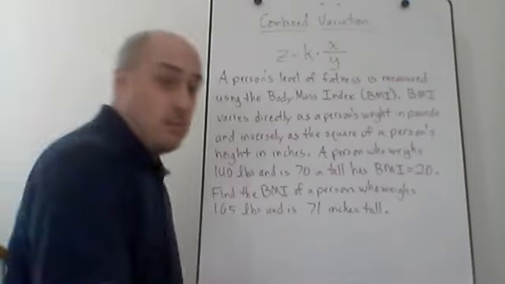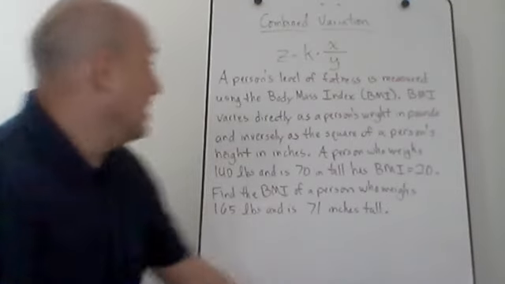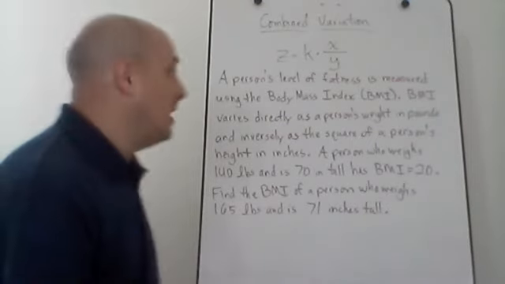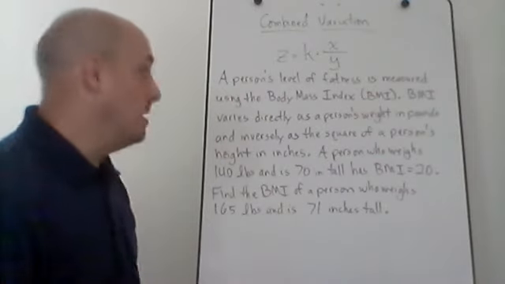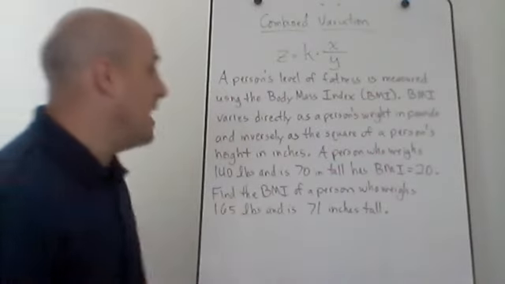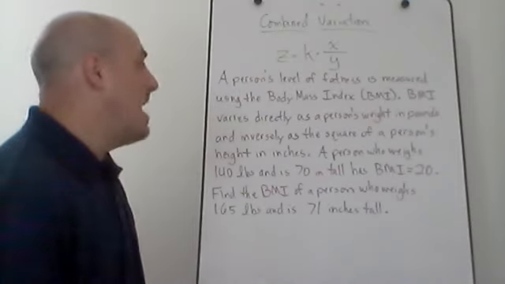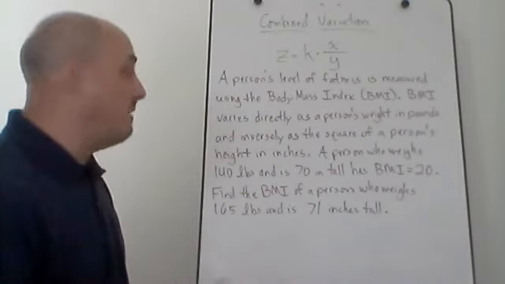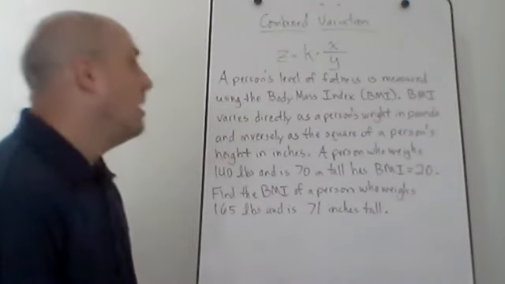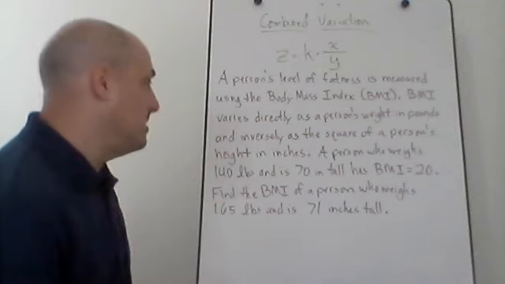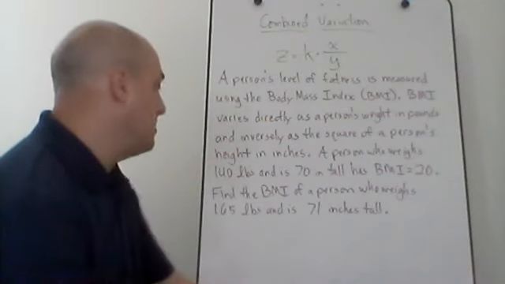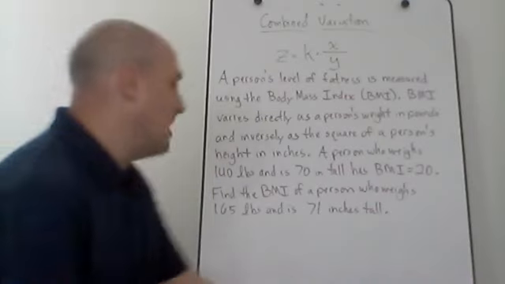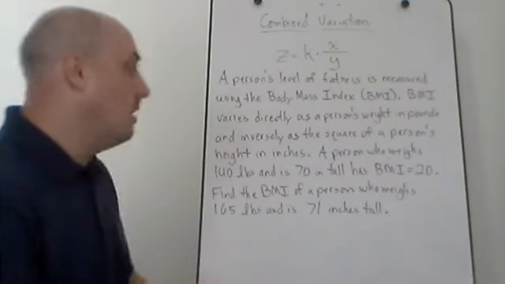Alright, so I got this example one up here. This one's got a lot of words to it. So we have a person's level of fatness is measured using the body mass index, or BMI. Right? BMI varies directly as a person's weight in pounds and inversely as the square of a person's height in inches. A person who weighs 140 pounds and is 70 inches tall has a BMI of 20. Find the BMI of a person who weighs 165 pounds and is 71 inches tall.